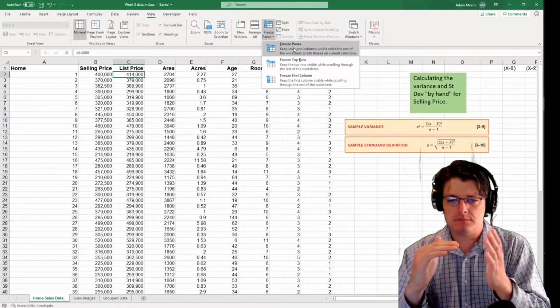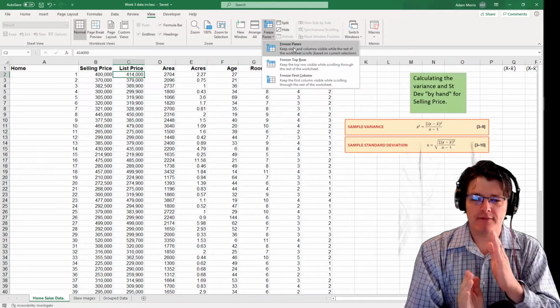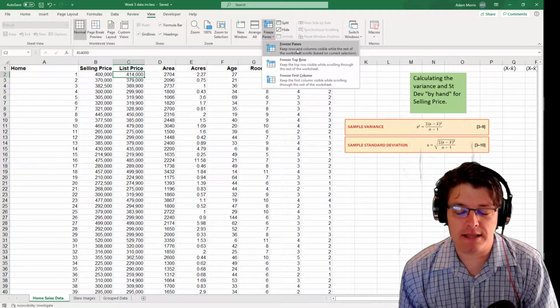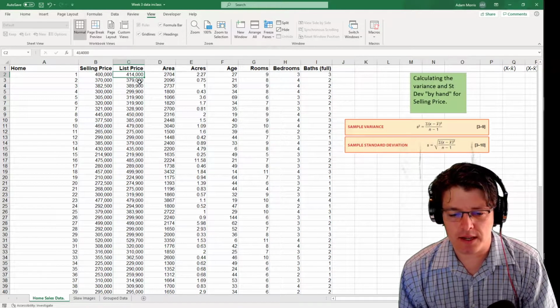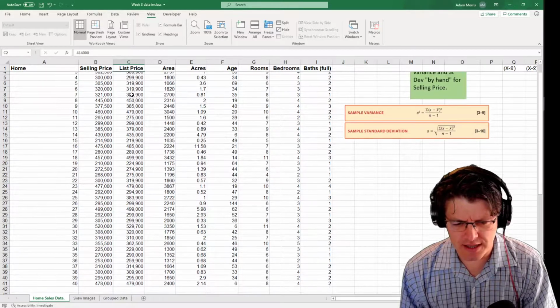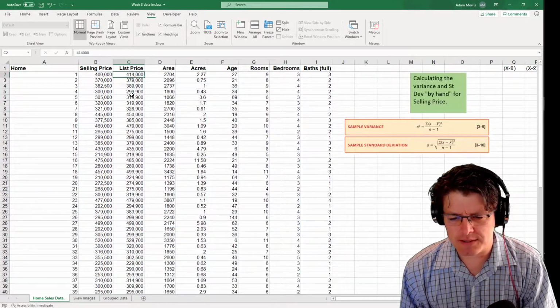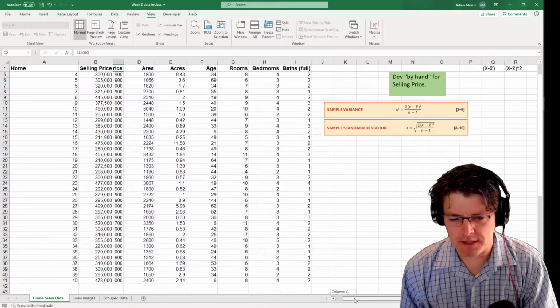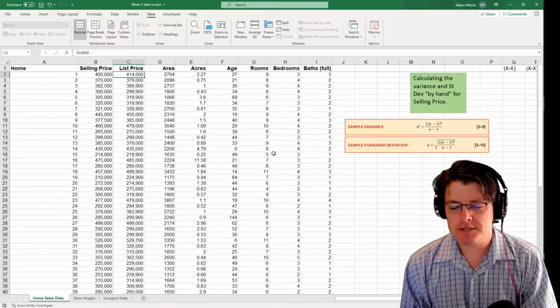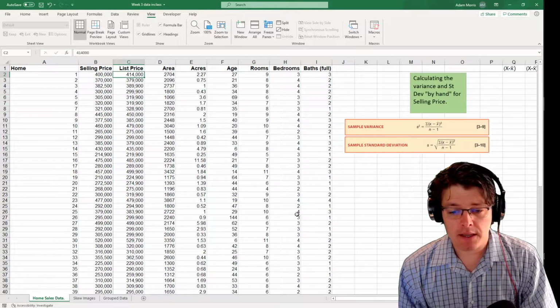I've clicked on C2, and what that's going to do is lock everything above C2 and everything to the left of C2 on the screen. You can see the slightly darker shaded line. Now when we scroll down, we can keep seeing what we're dealing with. Same thing if we scroll to the left, the selling price comes with us. So that'll just help us as we move around.